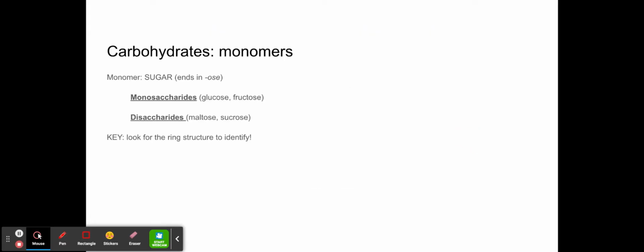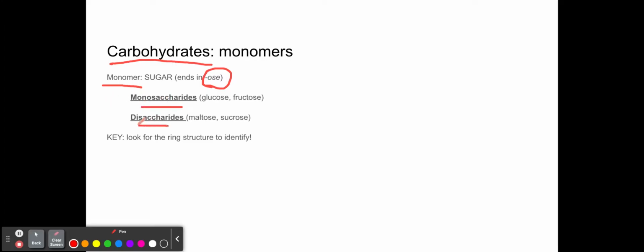Starting with carbohydrates. Remember, for all of your macromolecules, I want you to know the monomer, the polymer, examples, and also the function. So let's start with carbohydrates. Carbs are, unfortunately, my favorite food. They are made of sugar, and anytime you see a chemical word that ends in the suffix -ose, O-S-E, chances are it's a sugar. So the monomer of a carbohydrate can either be a monosaccharide or a disaccharide.